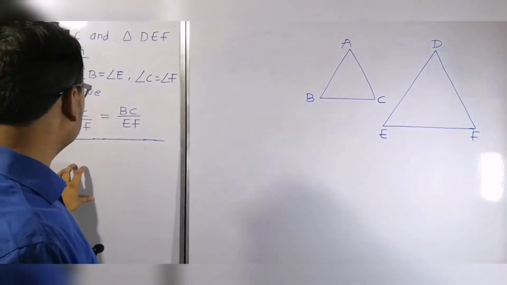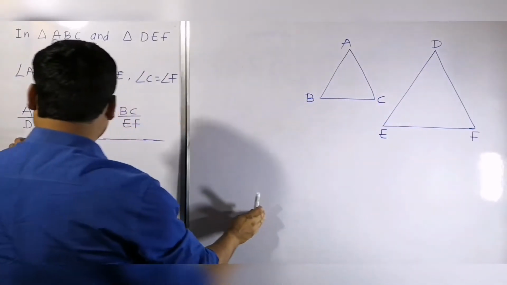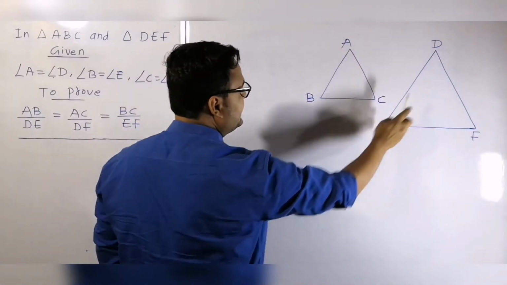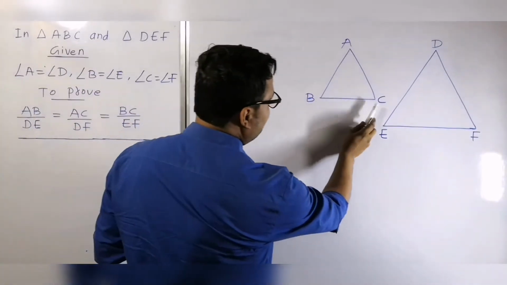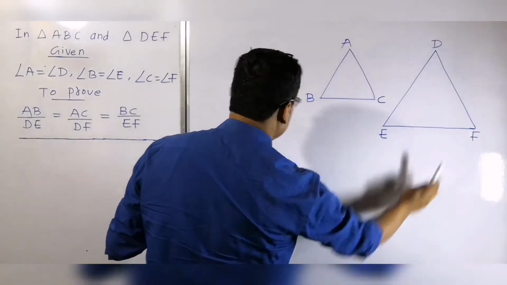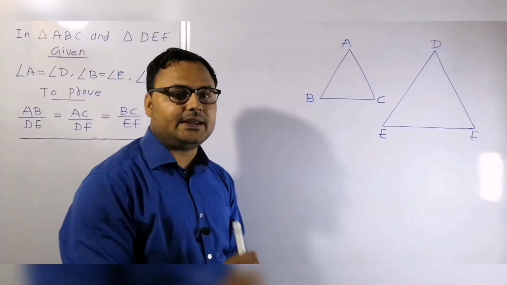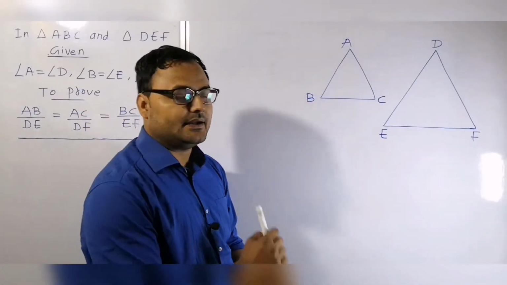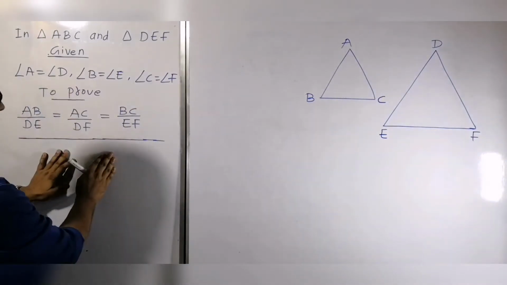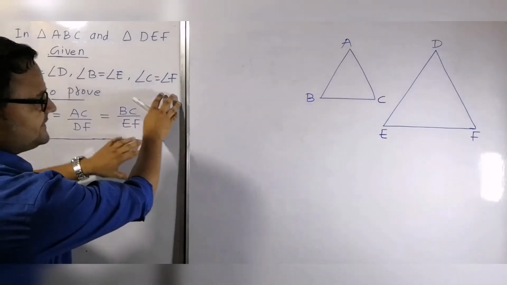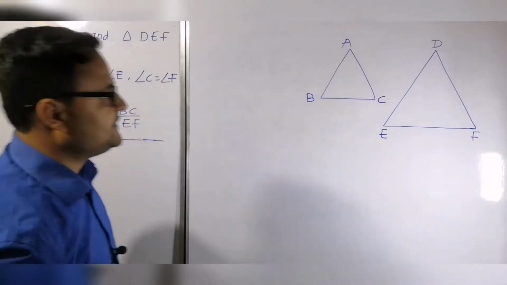So it means we have to prove that AB, the corresponding side is DE, so AB by DE; AC, the corresponding side is DF, so AC by DF; equal to BC and the corresponding side EF, so BC by EF. And we know this theorem with the name of AAA, angle similarity. So this is given and we have to prove this one. If all the three corresponding angles are equal, then all the three corresponding sides are in the same ratio.